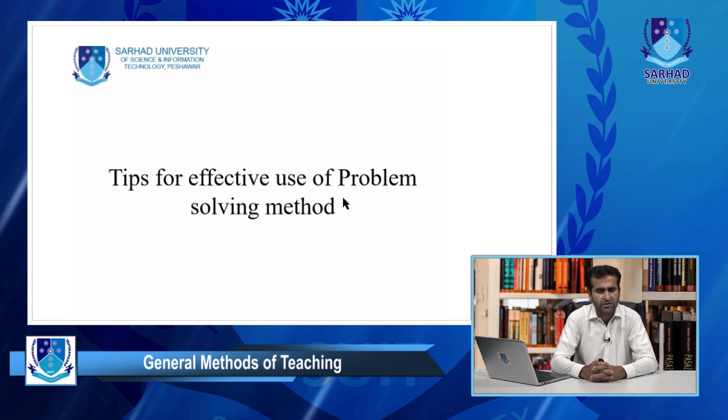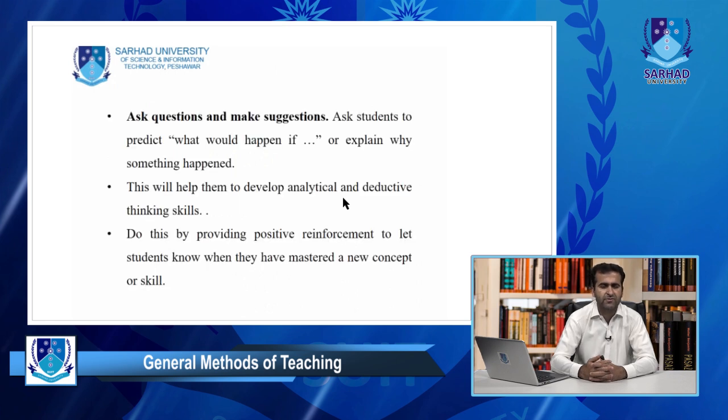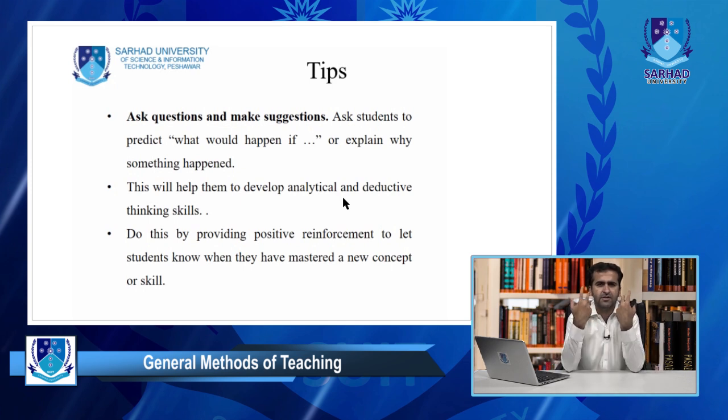What are the tips through which we can solve a problem? A few tips are available. The first one is to ask questions and make suggestions. For example, ask students to predict what would happen if, give them a scenario, ask them to imagine a situation, and based on imagination develop a scenario and present it in front of the students, or explain why something happened. Give certain story-type situations, create a problem there, and then allow the students to solve that particular problem.